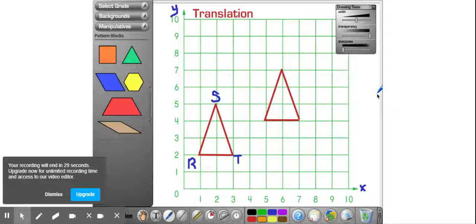Everyone, I am going to talk about translations today. Here we have our coordinate grid. It's the first quadrant in our Cartesian plane, and I've labeled our axes here. So this is the y-axis, and then down here this horizontal line is our x-axis. And within our coordinate grid, we have a 2D shape over here, a triangle.